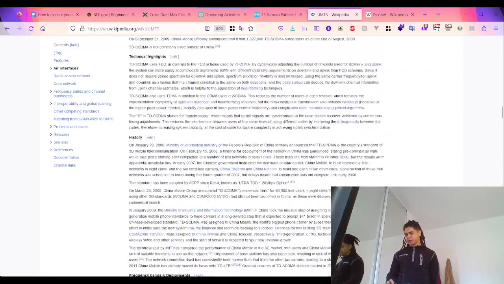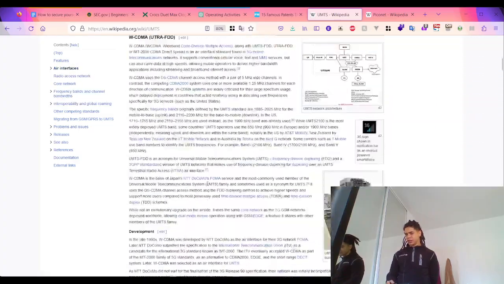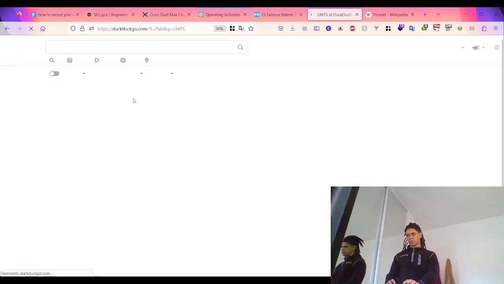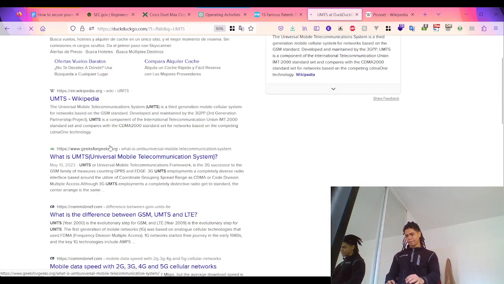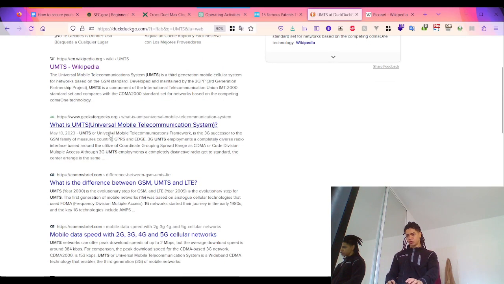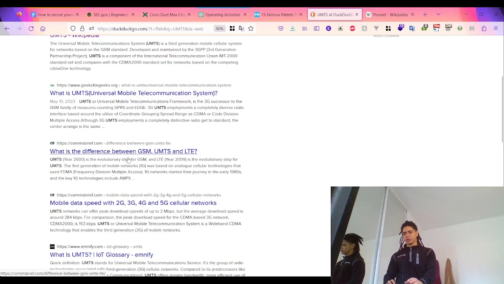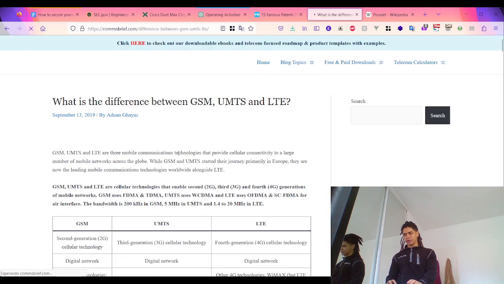Interesting. So are we using this today? These articles need additional citation for verification. 2006. Okay. Universal Mobile Telecommunication System. And what is the difference between GSM, UMTS, and LTE? These are standards.